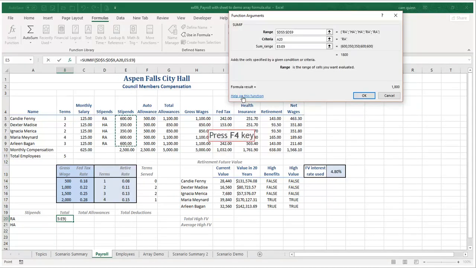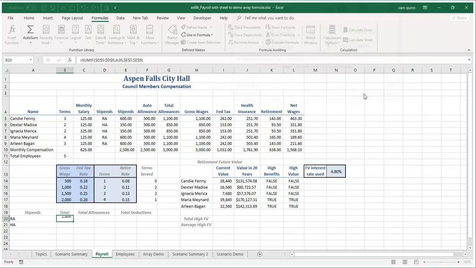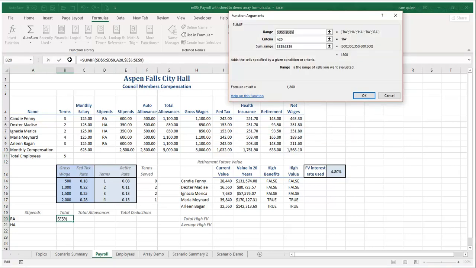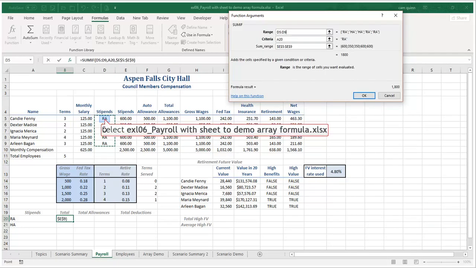The SUMIF is saying look in here for RA. When you find it, go across to here and add up the corresponding values. So there's 600, 600, 600. Okay, so it looks in here, it finds the RA, and it adds up to 600. Then it goes down further, it finds the RA, adds the 600, finds the RA, adds the 600.